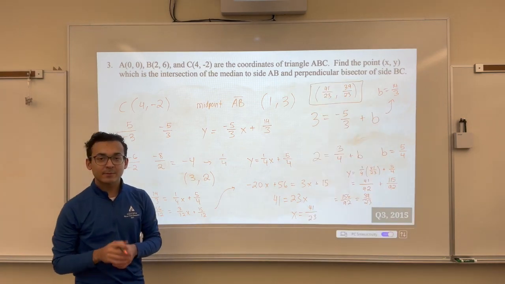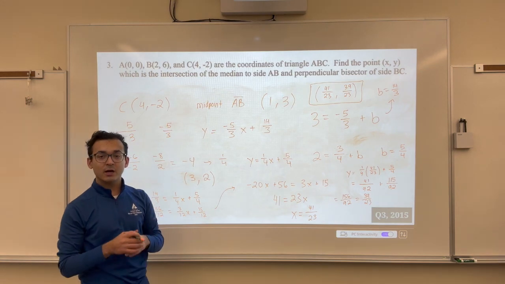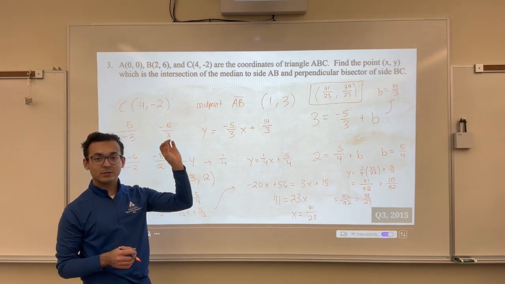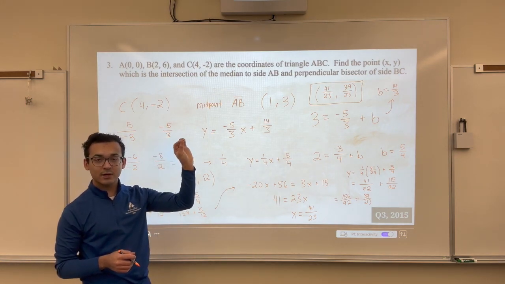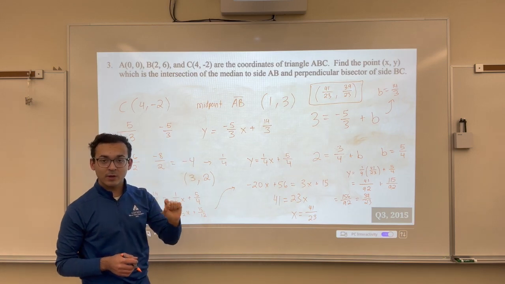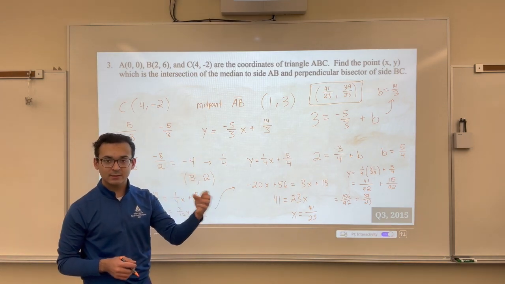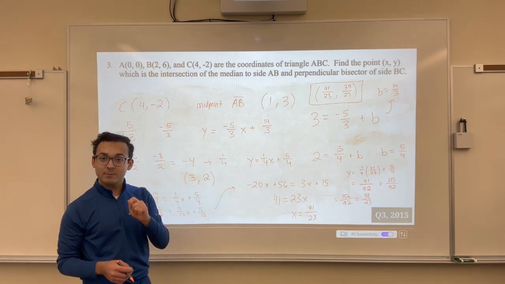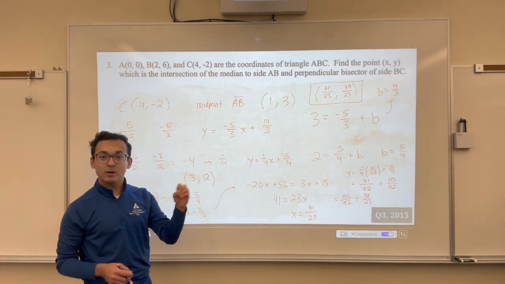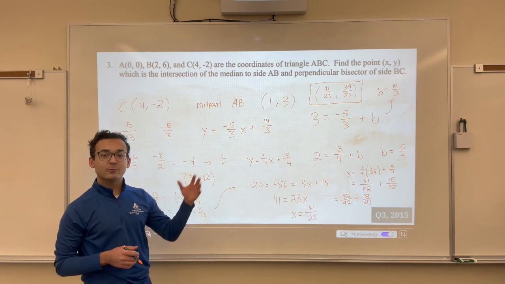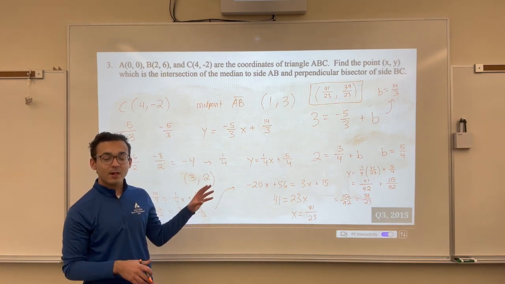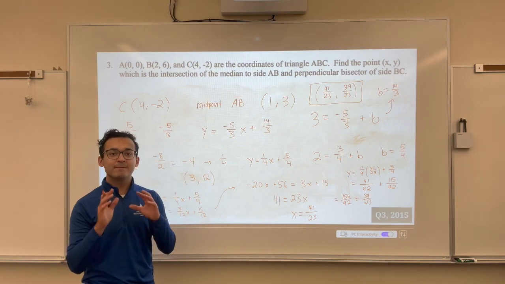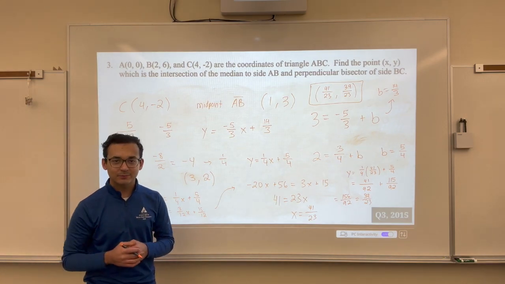Now, the key takeaway from that problem is the median. A median is defined as going through one of the vertices of the triangle and the midpoint of the opposite side. We also had to deal with a perpendicular bisector, but we've done that before, so I would say the bigger takeaway is making sure you know what a median is and how to solve for it. Alright, with this problem out of the way, let's jump into the final problem of this video.